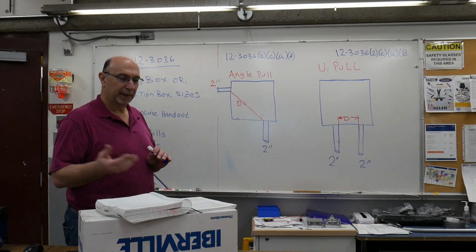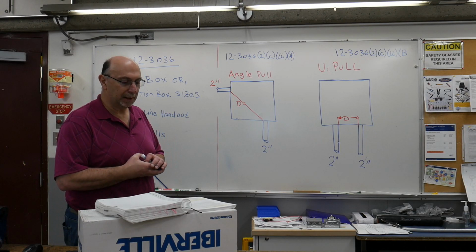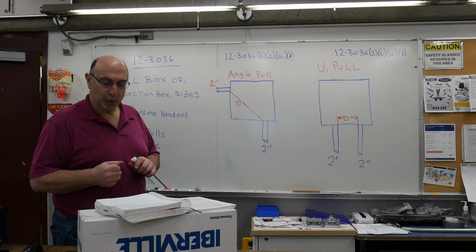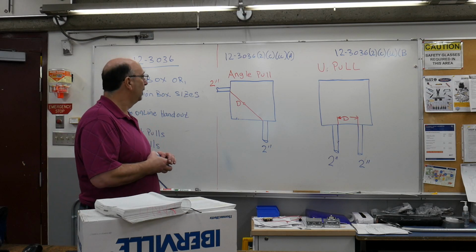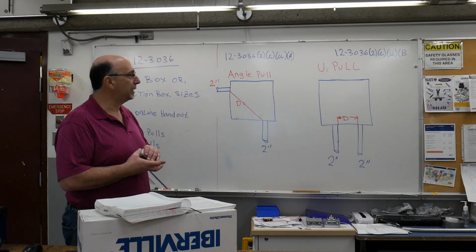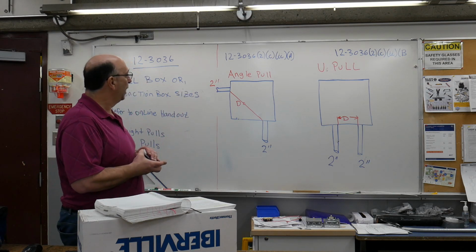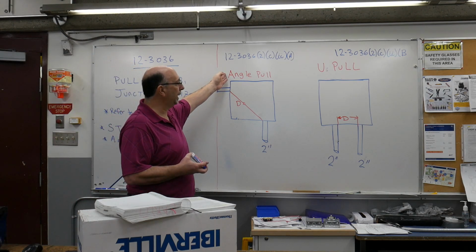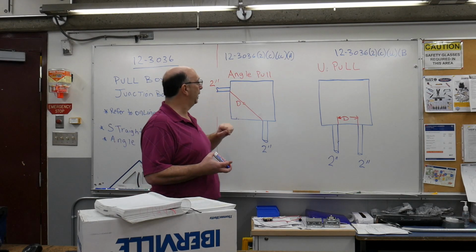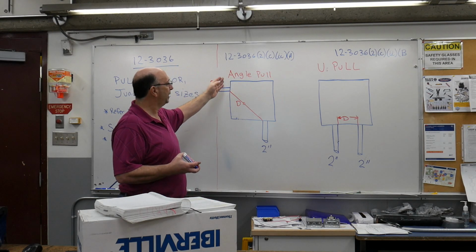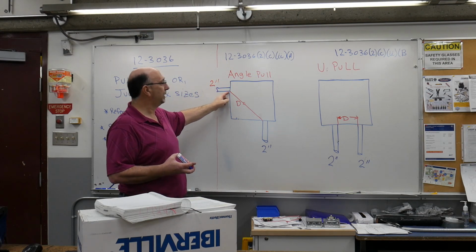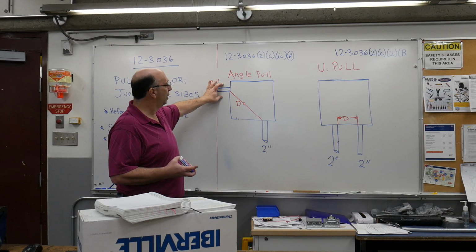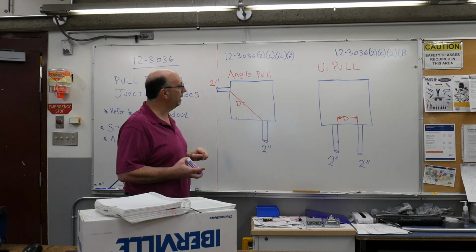We are carrying on with 1230-36 pull box or junction box sizes. So take a look on page 168 and 169. We've got a couple examples up here that I'll get you guys to do. What we're going to do is determine, for example, on this angle pull, what is the distance between our conduits if we are using 2-inch conduit.